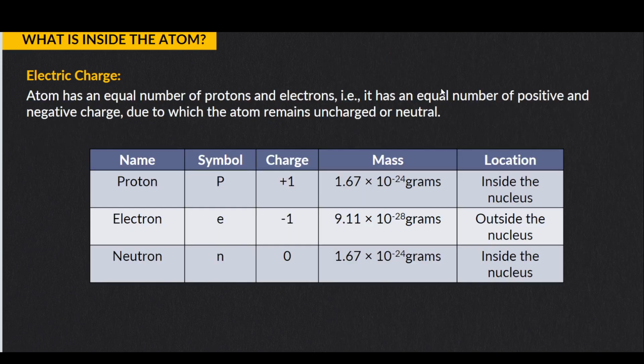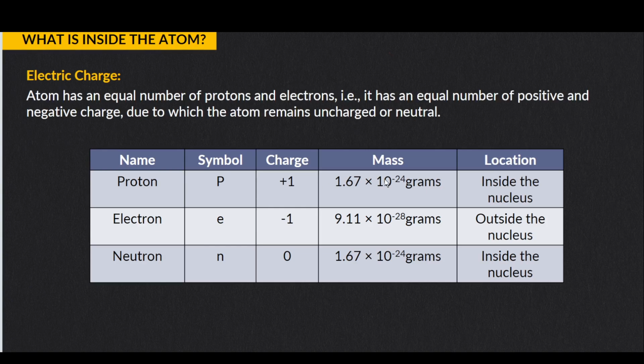So basically an atom has an equal number of protons and electrons. That is, it has an equal number of positive and negative charges, because proton is positive and electron is negative, due to which the atom remains uncharged or neutral. Overall net charge is neutral, like 0. There are positive and negative charges, but if we check the total net charge, it is neutral or 0.